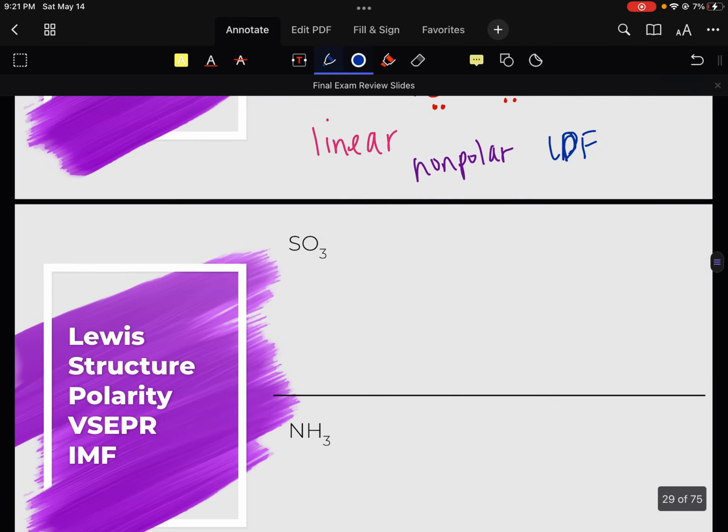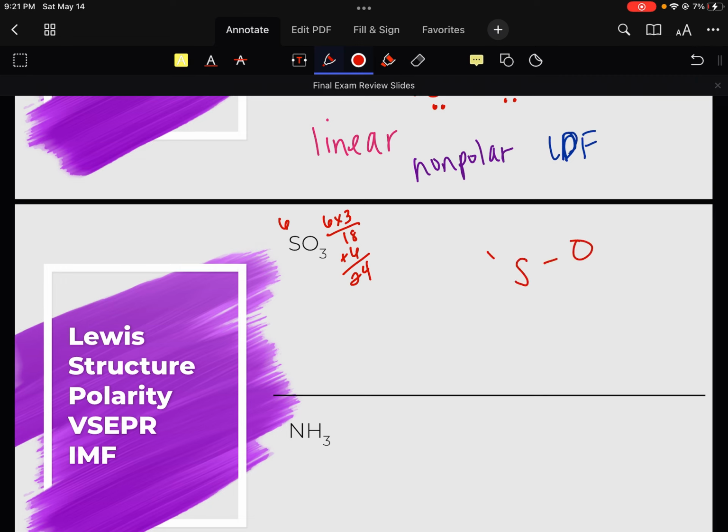All right, SO3. Oxygen has 6 valence electrons, and there are three oxygens. Nope, it's not 24 yet, that's only 18. And then sulfur also has 6. So the total is 24.